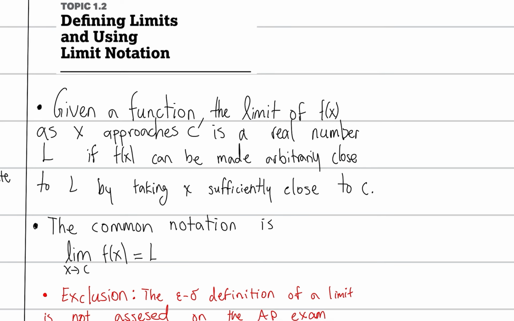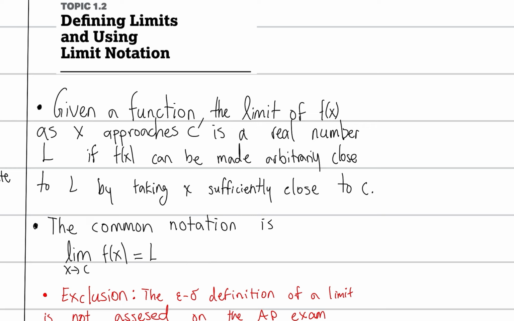The definition of limit can be set as follows. Given a function, the limit of f of x as x approaches c is a real number L if f of x can be made arbitrarily close to L by taking x sufficiently close to c. Okay, that's kind of big and wordy. Can we break it down?